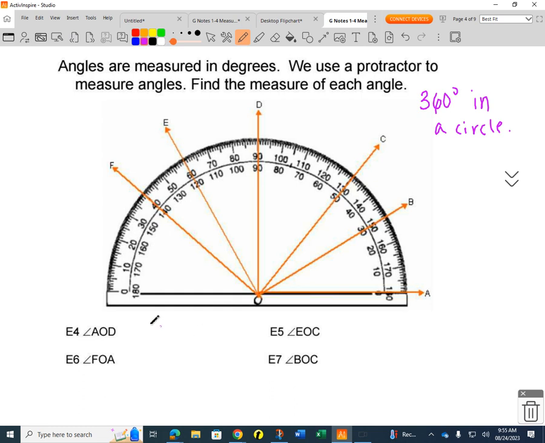Okay. So let's go ahead and look at angle AOD. So A, O, and D. AOD. So I'm going to look at the 0 side. It starts at 0 on that OA ray. And if we go over to OD, we can see that crosses the protractor at 90. So that's a 90-degree angle.